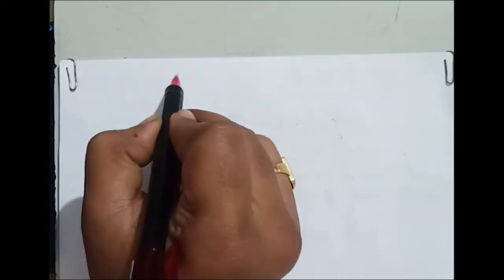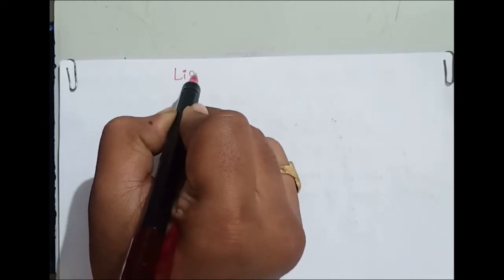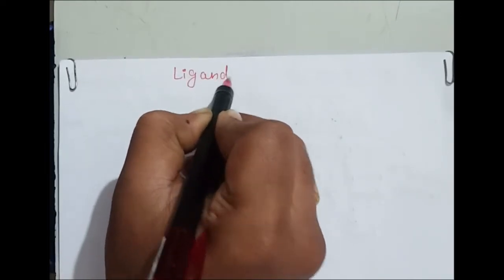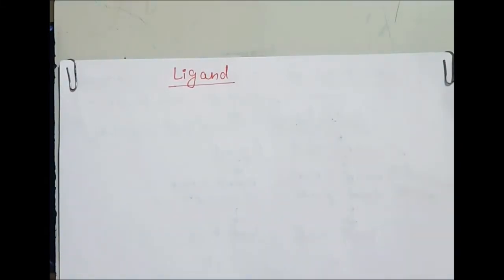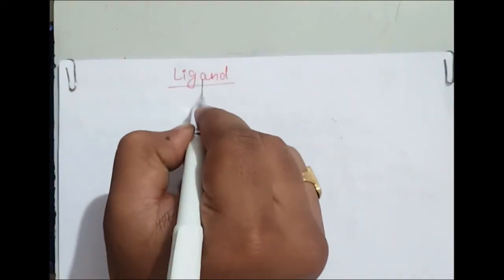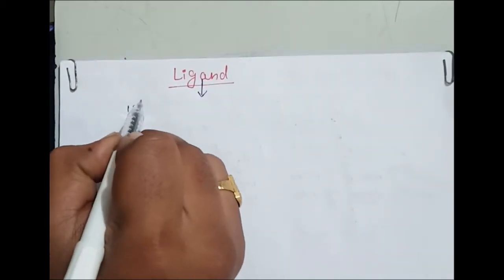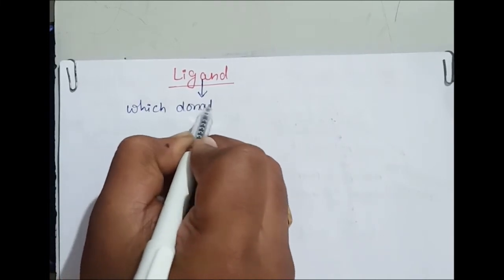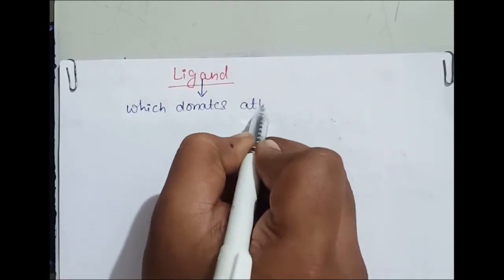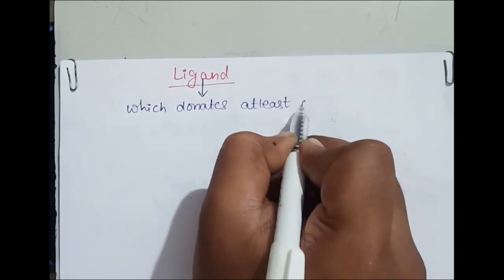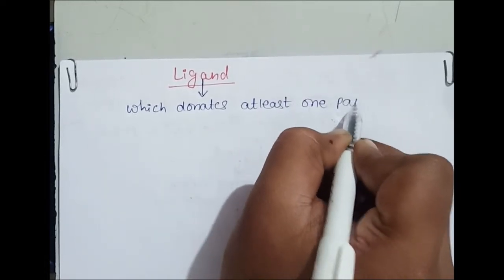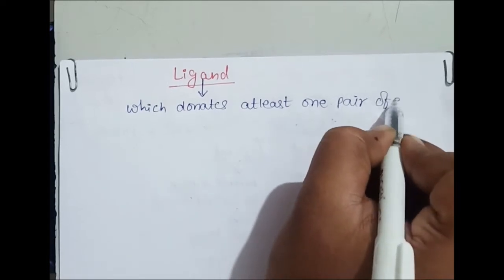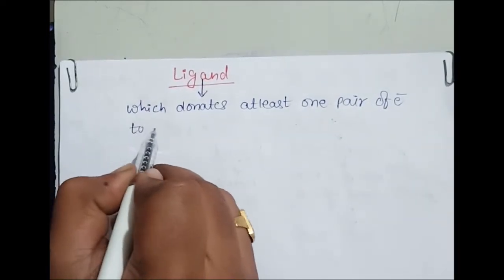Now next, here we are seeing the word ligand. That is a very big word. It is not as simple as said. What did we understand so far as the meaning of ligand? A ligand is an atom or group of atoms which donates at least one pair of electrons to the central metal.